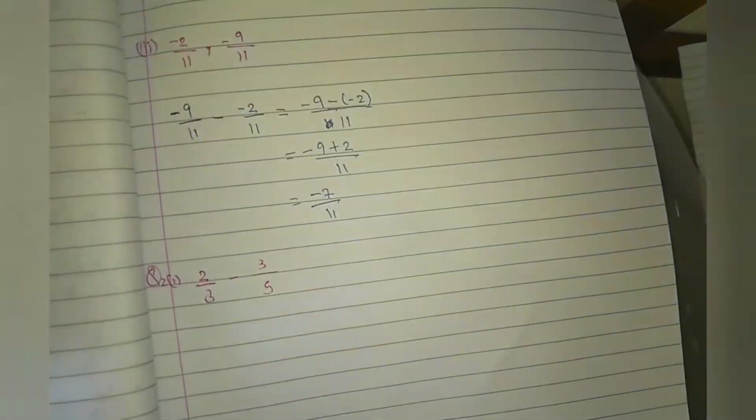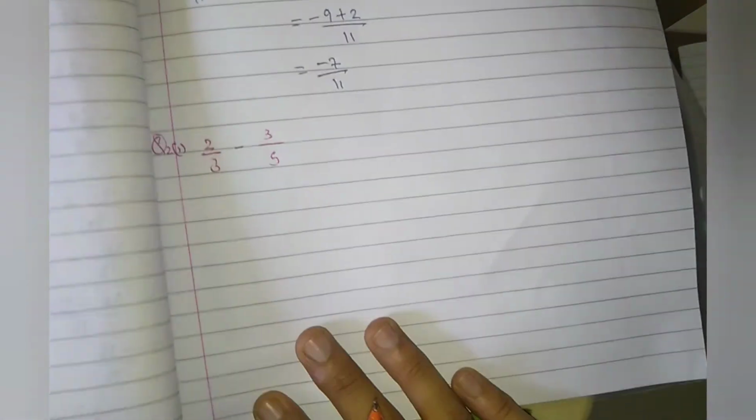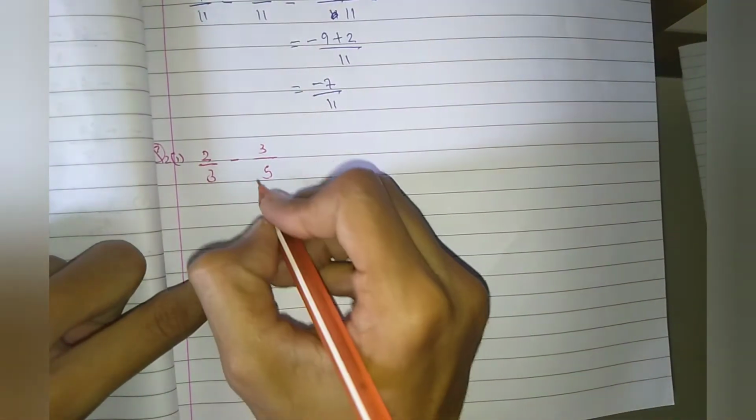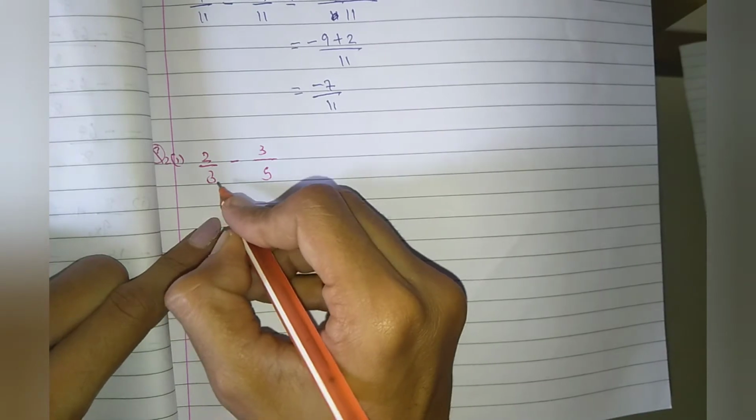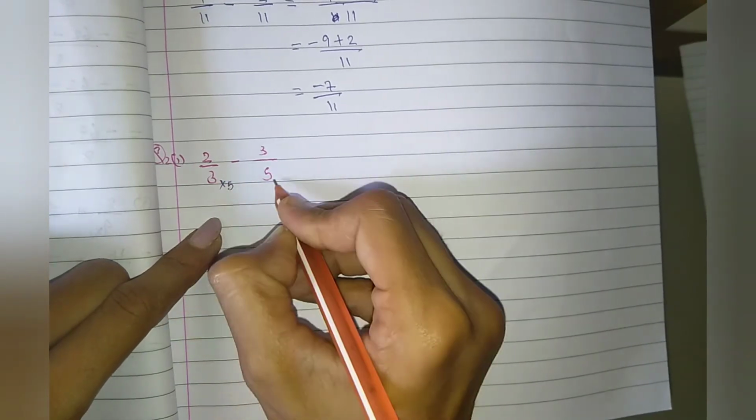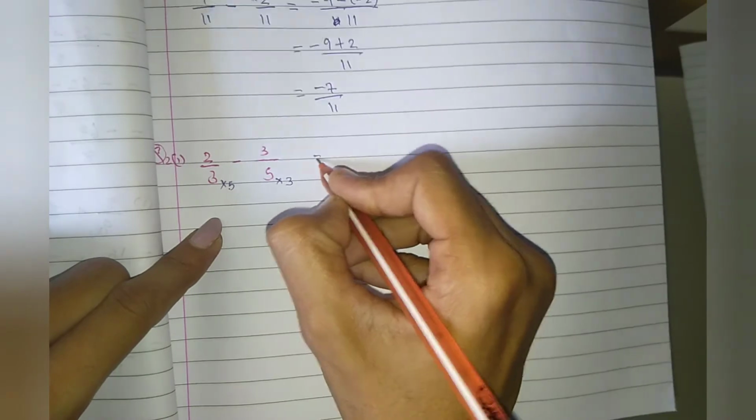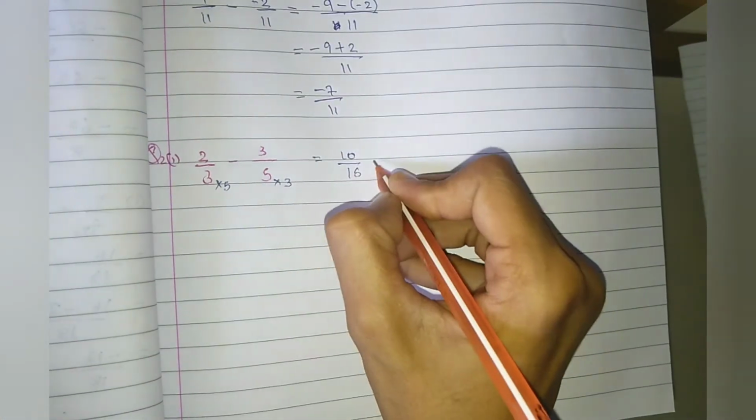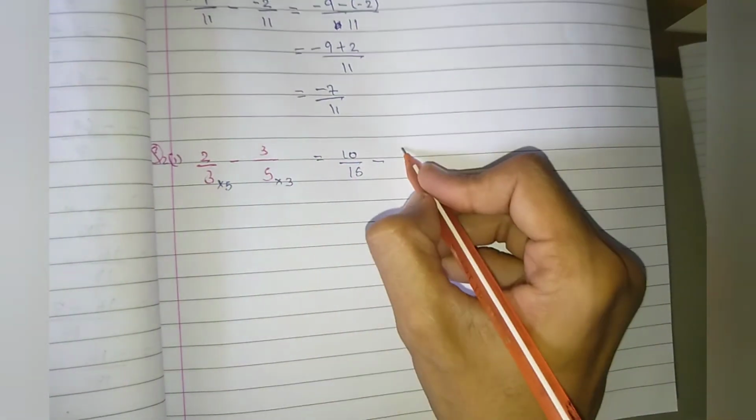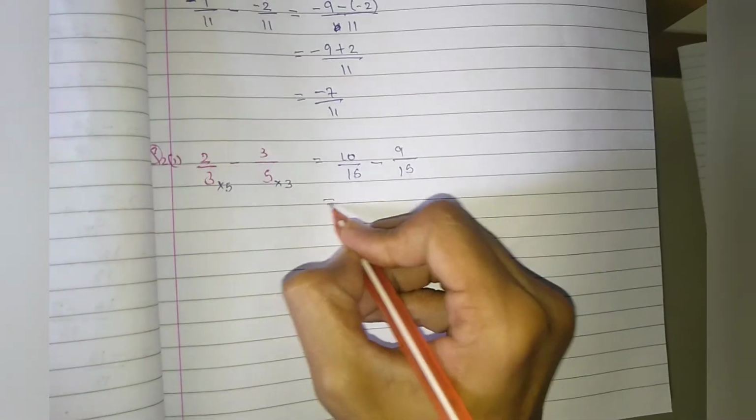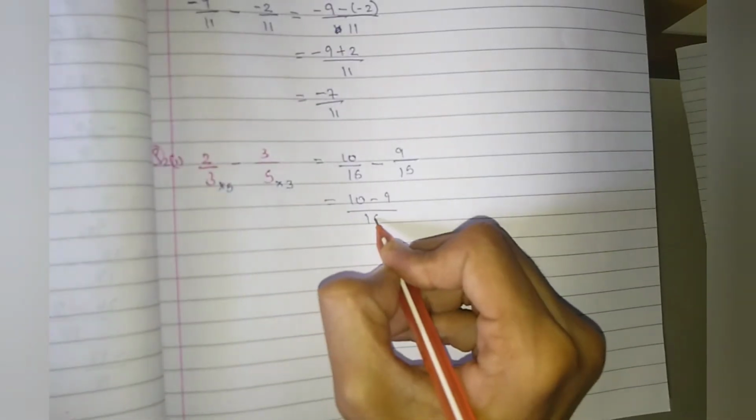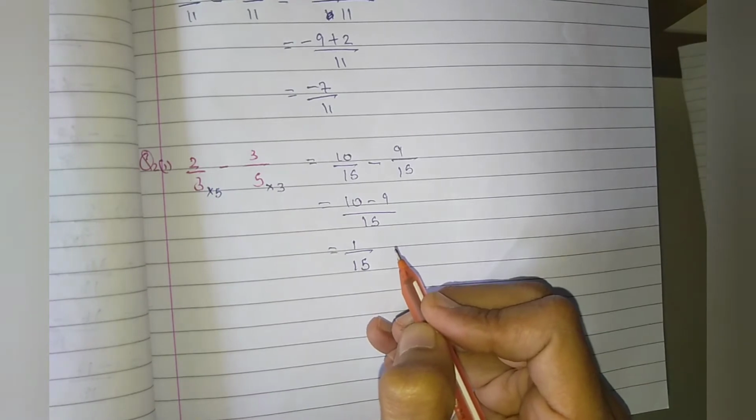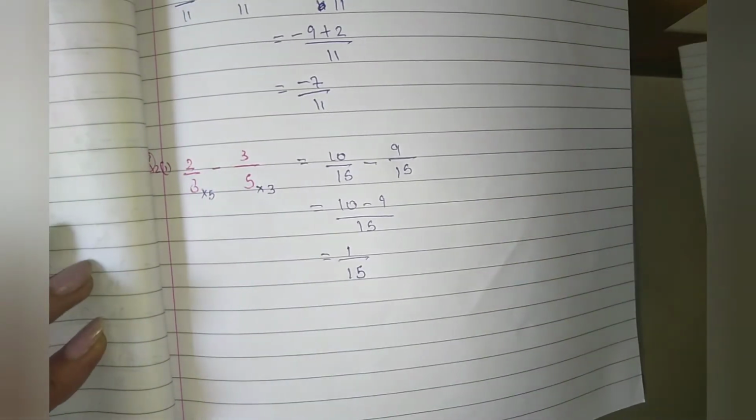Now same as the addition form, first we have to make the denominators the same. So the LCM of 5 and 3 is 15. So 3 into 5 and 5 into 3, which is equal to 10 upon 15 minus 9 upon 15. So equal to 10 minus 9 upon 15, which is equal to 1 upon 15 is the answer.